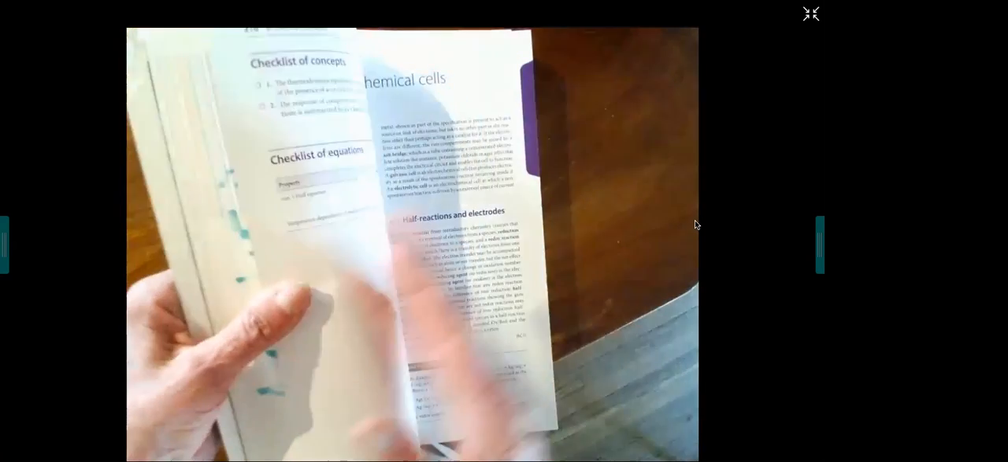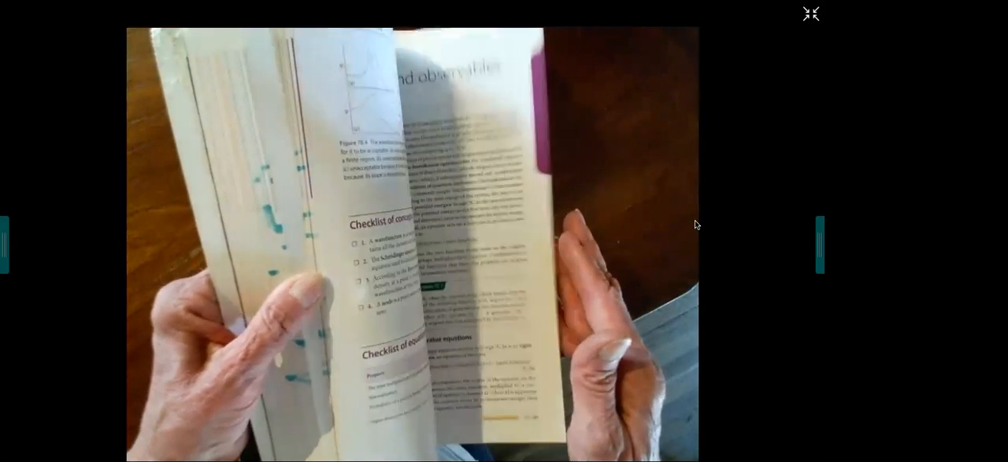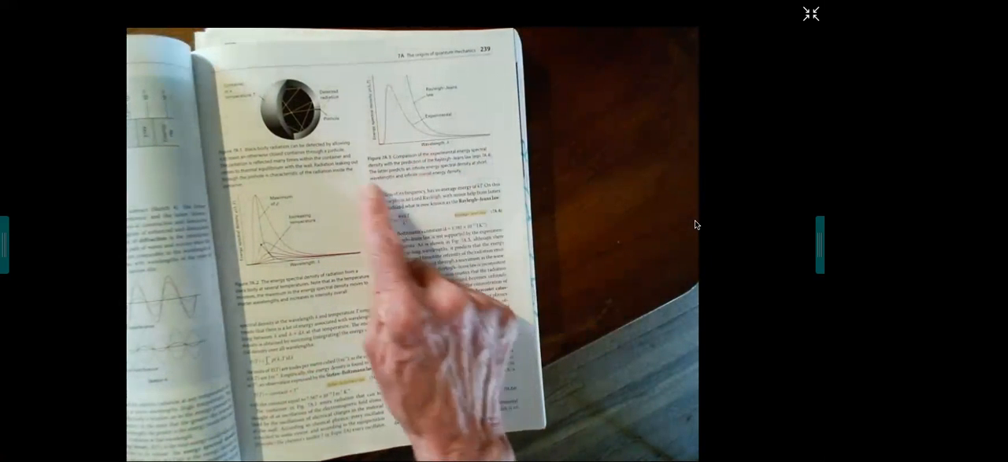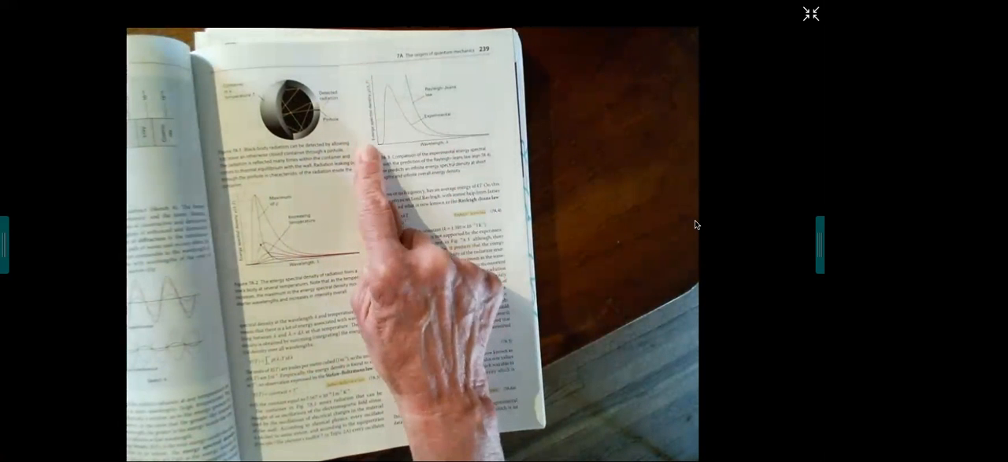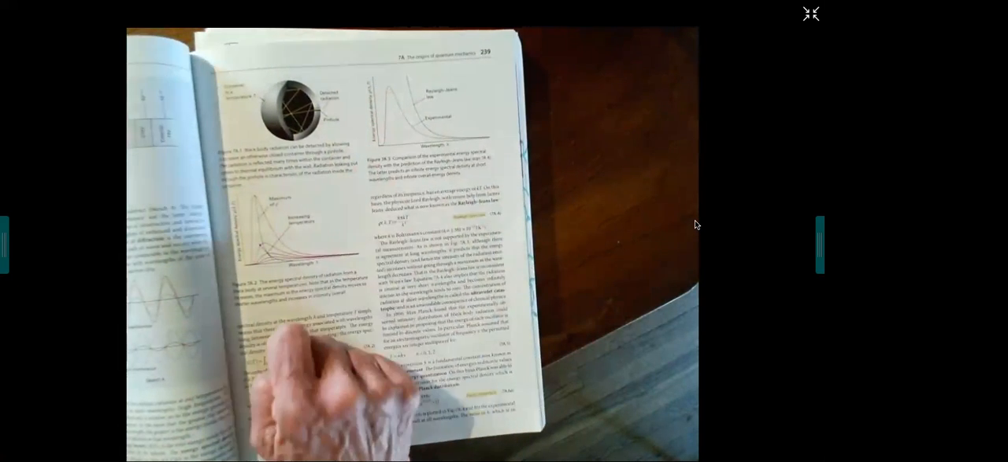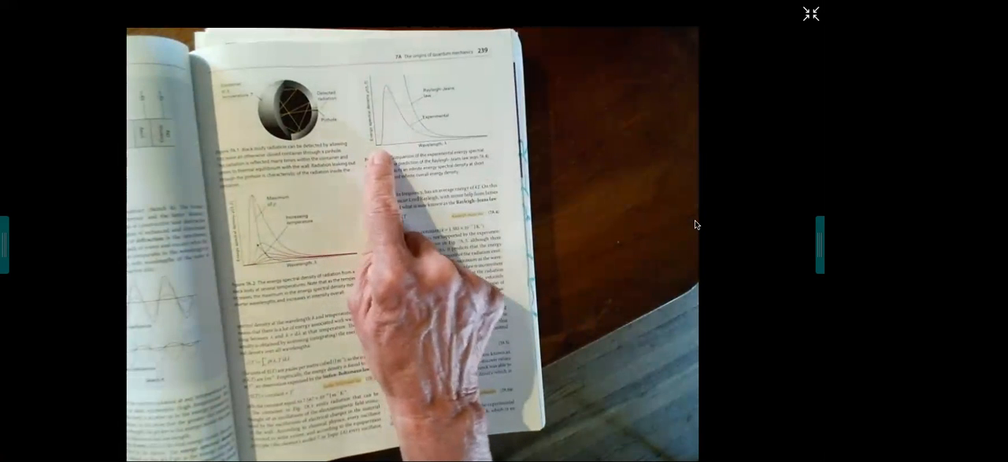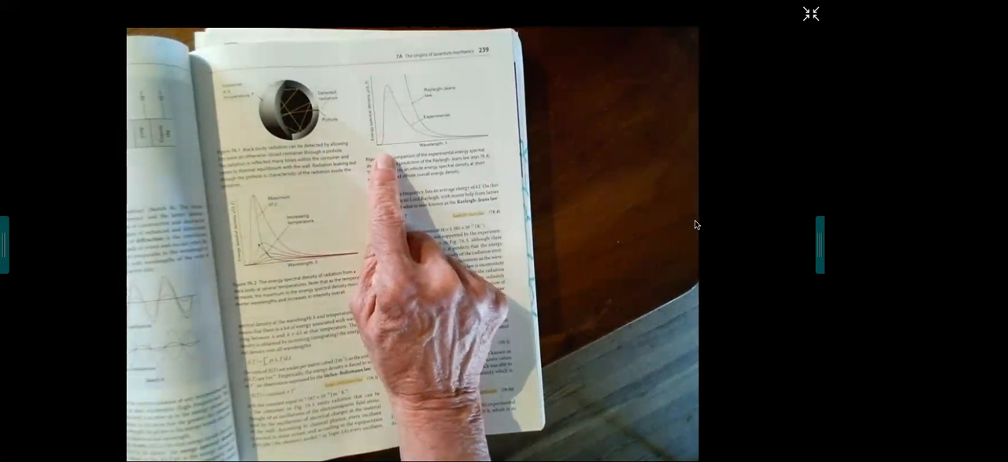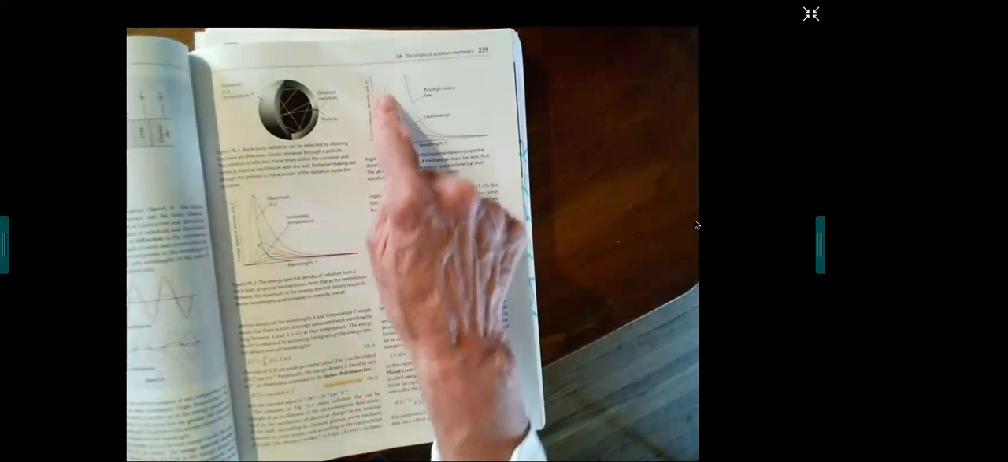First one is black body radiation. If we look at page 239 in the text, there's a nice graph in the upper right-hand corner. Experimentally, what happens is the density of energy as a function of wavelength has this peak shape. And then as you go to shorter and shorter wavelength, which now you should know reminds you that it's higher and higher energy, that peak goes down.